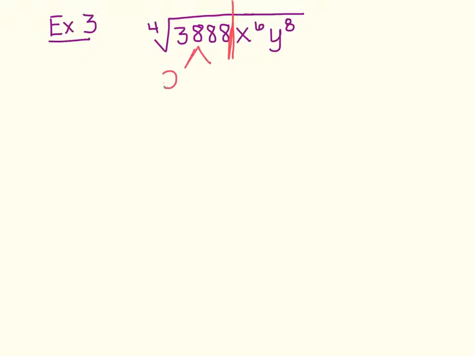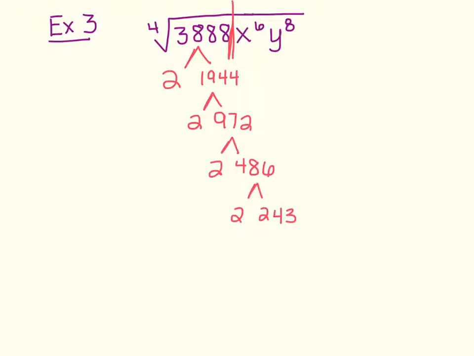So this is 2 and 1944. Oh, duh, I should have known that one. This would be 2 and 972. That would be 2 and 486. This would be 2 and 243. Now my 2's won't work anymore, so now I'm going to go with 3's. This would be 3 and 81, 3 and 27, 3 and 9, oh, and 3 and 3. Really squeezing that in there. Okay, give you a minute to catch up on that factor tree.